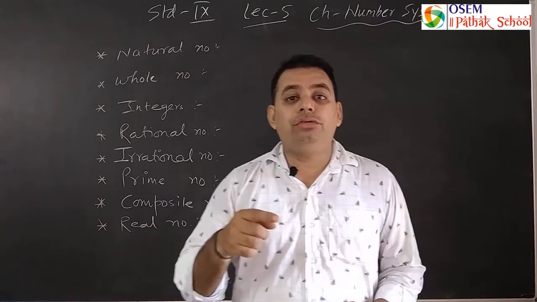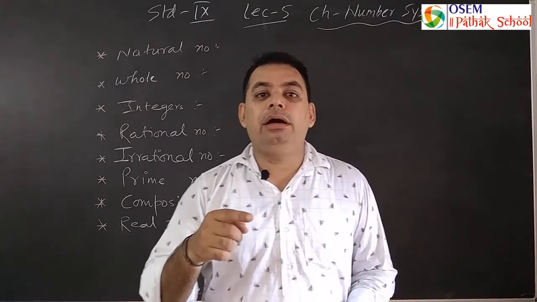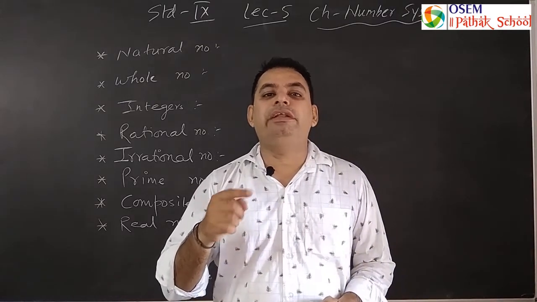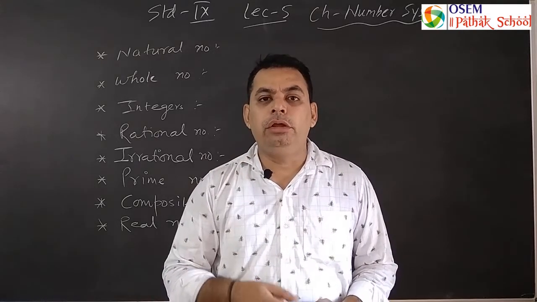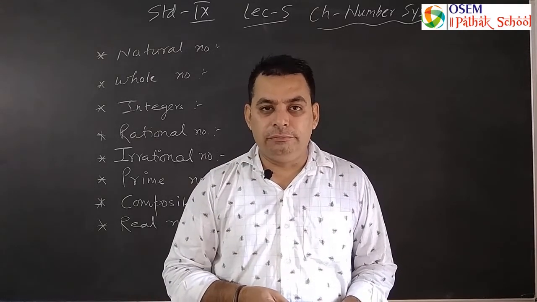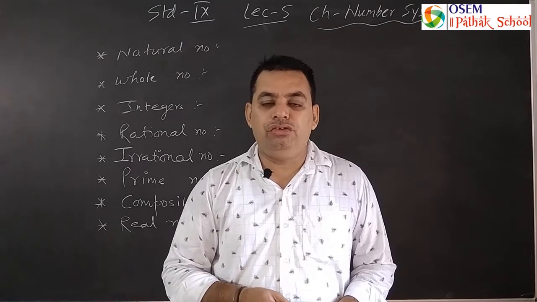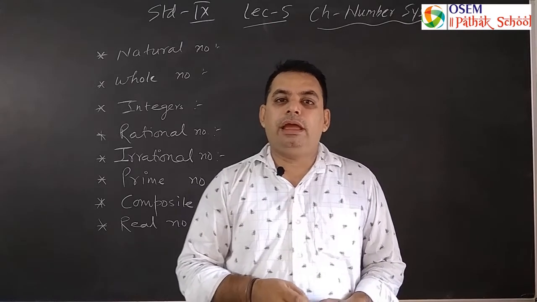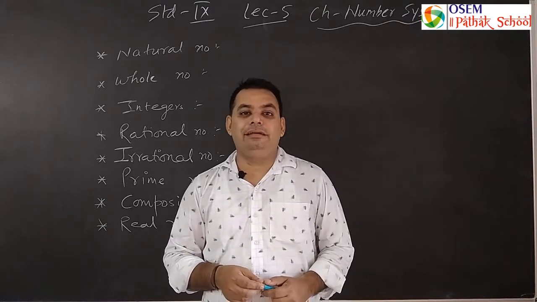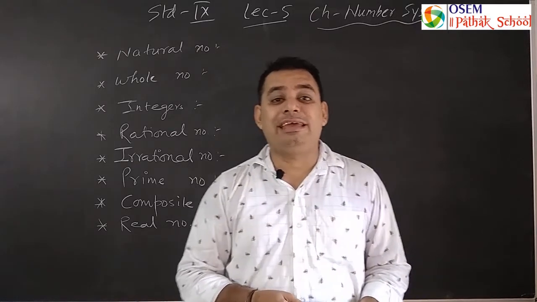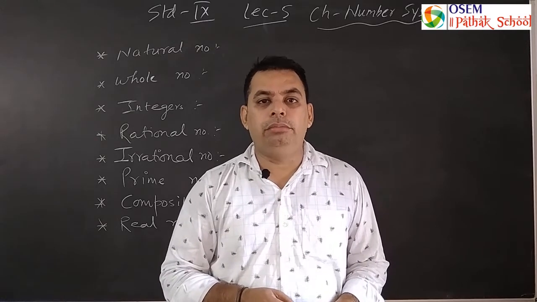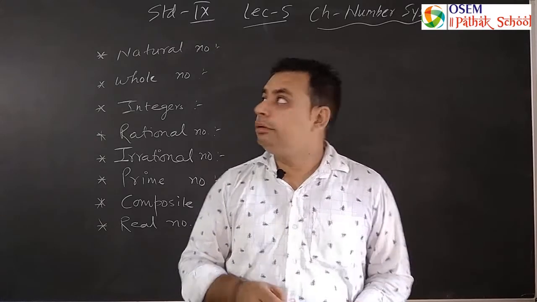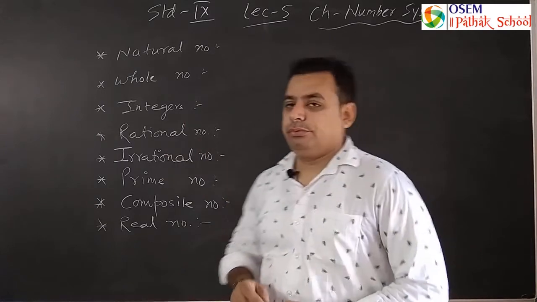But we also know about the scalene triangle. If you have a scalene triangle, then we have to use Heron's formula only to find the answers. Heron was a mathematician who derived that formula, and he made it very easy to calculate the area of a scalene triangle. Now we are starting chapter number 1, number systems.